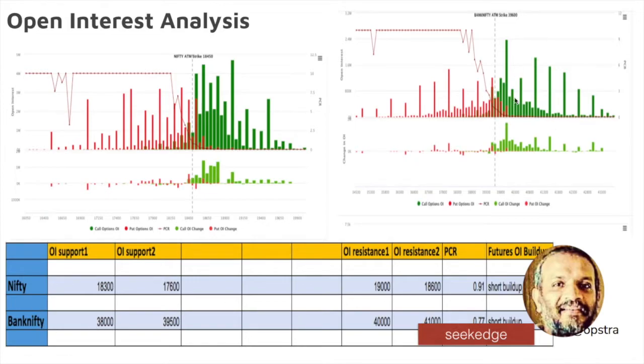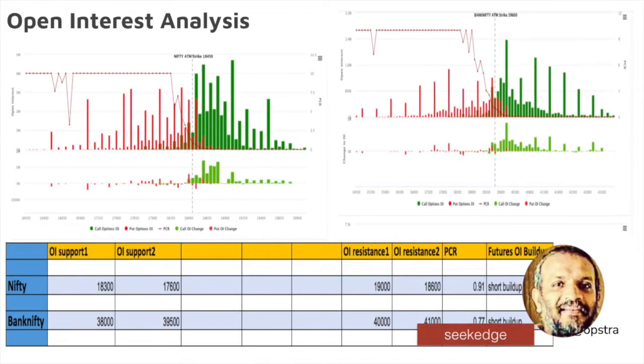On the Bank Nifty, on the right side, you can see the highest resistance at 38,000, and the highest put writing after that is at 39,500. But look at the resistance, it's at 40,000. 40,000 is going to be a psychological number, and any close above that would be a big up move, right? The second resistance is at 41,000, but the put call ratio is reducing, it's not bullish, it's 0.77. There was a short build-up on the Bank Nifty also. That's the open interest analysis.